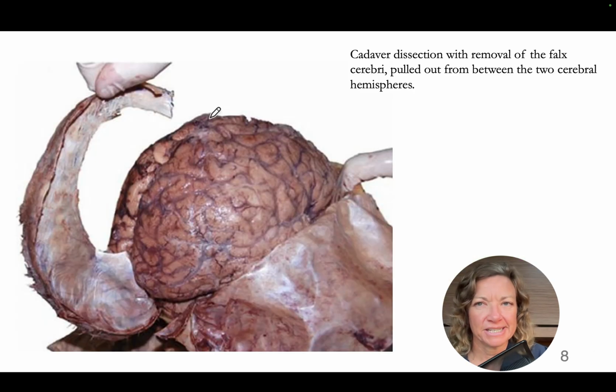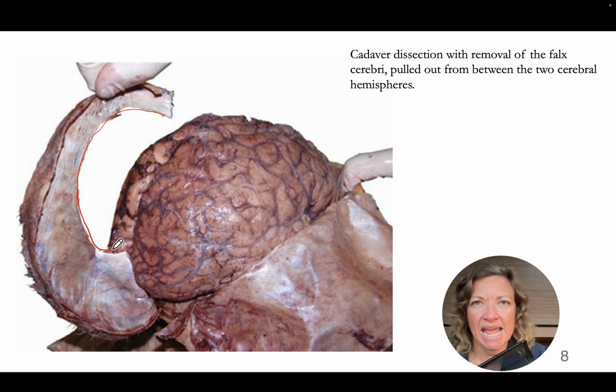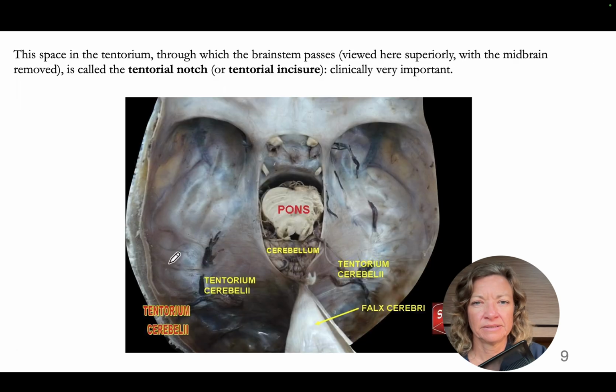So in this cadaveric dissection, you can see the falx cerebri popped out from between the 2 cerebral hemispheres. The dura is all reflected back here, so what you're looking at is the arachnoid overlying the surface of the cortex. And what you can appreciate with the falx, especially when you see it like this, is that there's a substantial space underneath it. And that's important for brain hemorrhaging. Tissue from the brain can shift laterally deep to the falx cerebri.